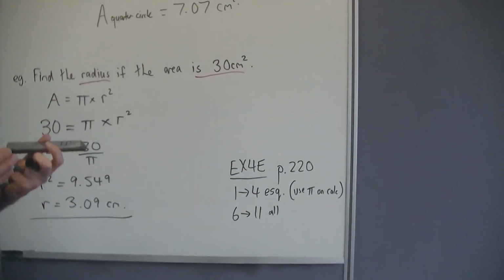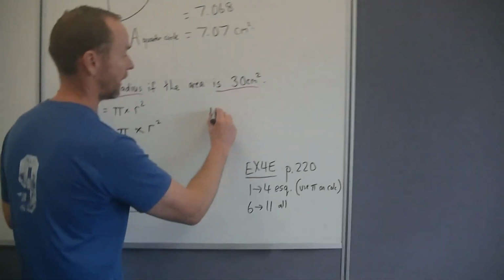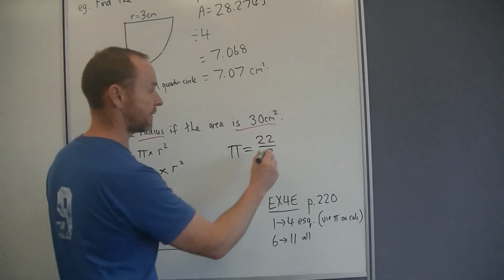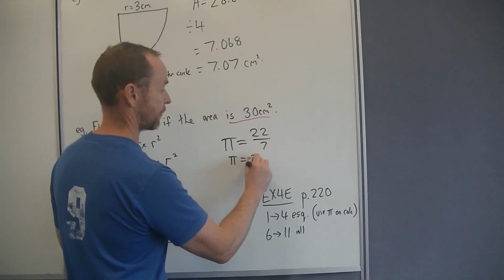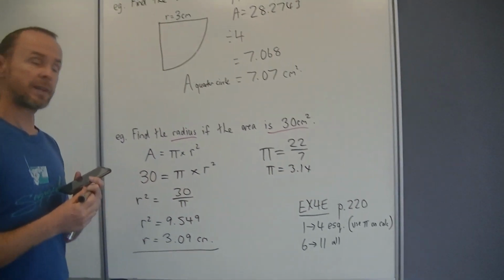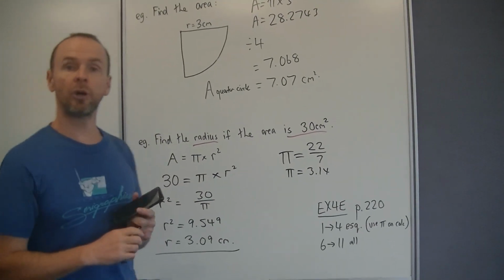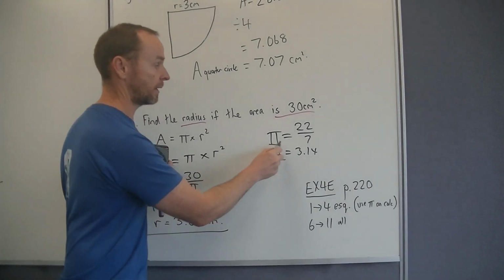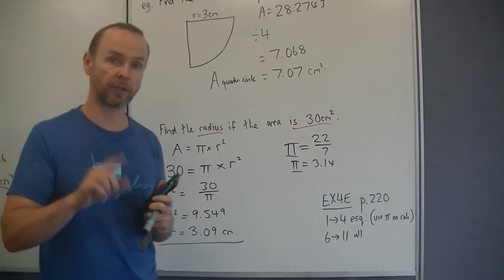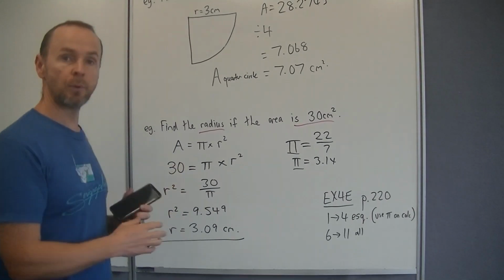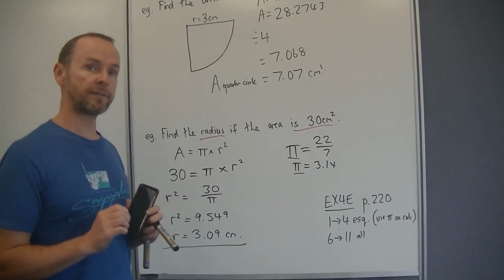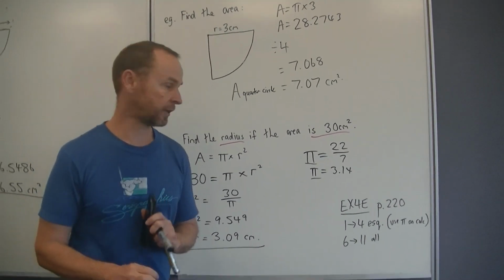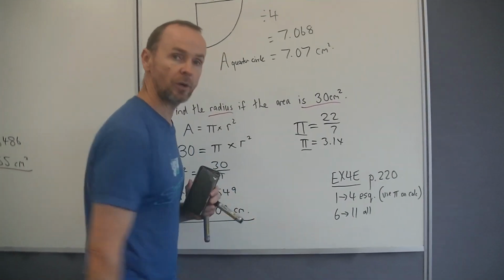So in your textbook, sometimes they say, use pi, estimate it as 22 over 7, or estimate it as 3.14, because that's roughly what pi is. I do not want you to do that, ignore what the book says, I just want you to use pi on your calculator. So just press the pi button on your calculator each time, and you'll get a more accurate answer. So when you check your answers, they might be slightly different from the textbook, but you're actually more accurate. And 6 to 11 all.